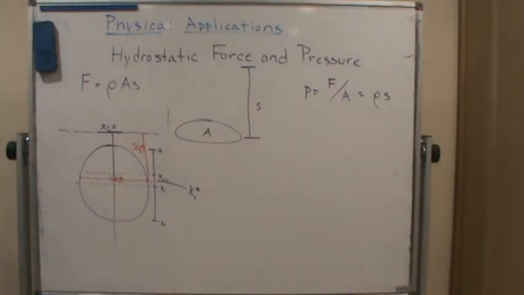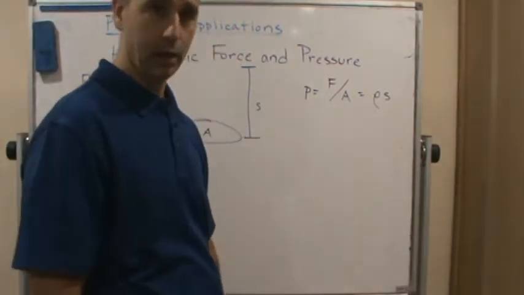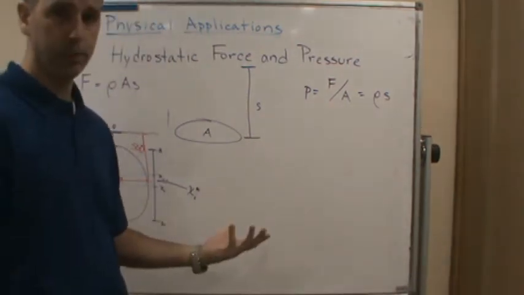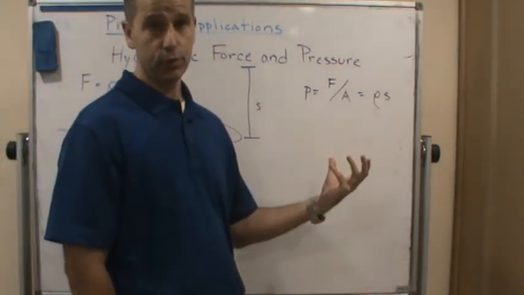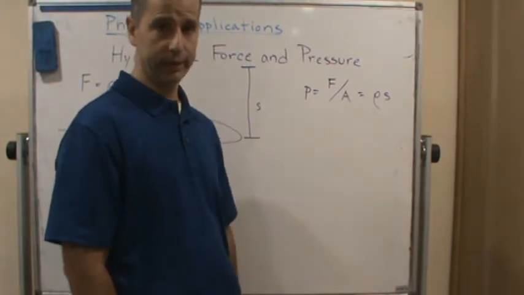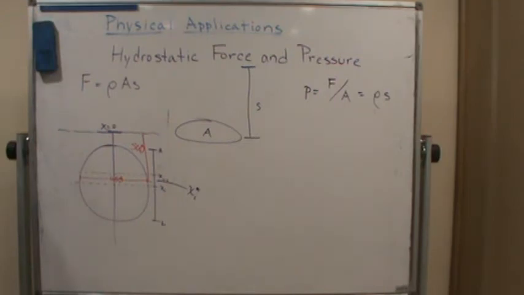Now, the other unit for pressure that's also used is pascals, which is, instead of saying newtons per square meter, we call it a pascal. Okay, so 1 newton per square meter is 1 pascal. 1,000 newtons per square meter is what we would call a kilopascal.